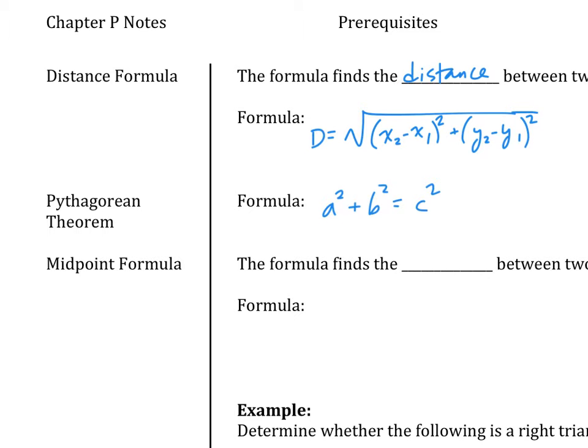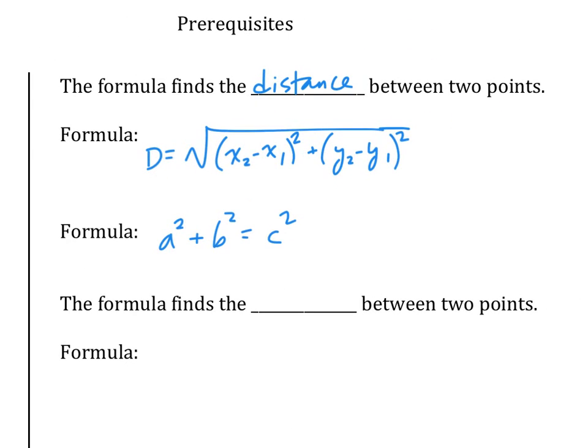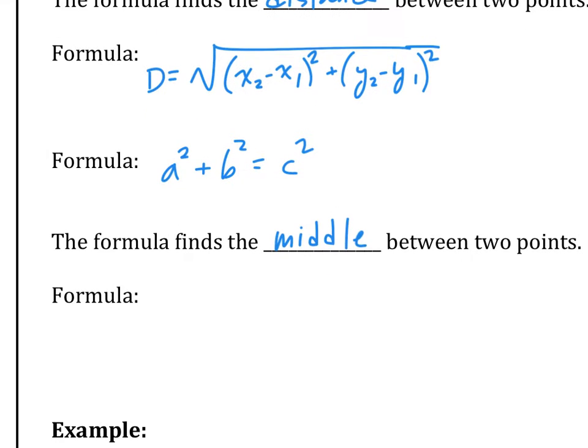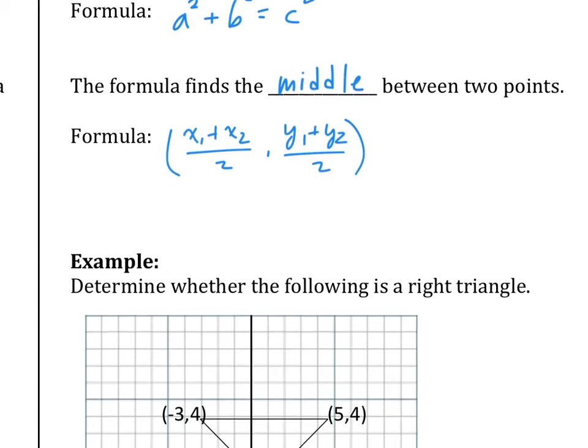So if you were to find the midpoint between 2 points, or the middle between 2 points, then what you would do is x1 plus x2 over 2, and then y1 plus y2 over 2. Basically, we're saying if it's a point in between you and me, then we add up where we are, those coordinates together, and then find the average. That would be in the middle.